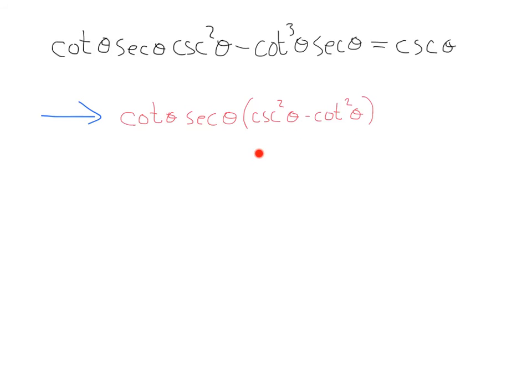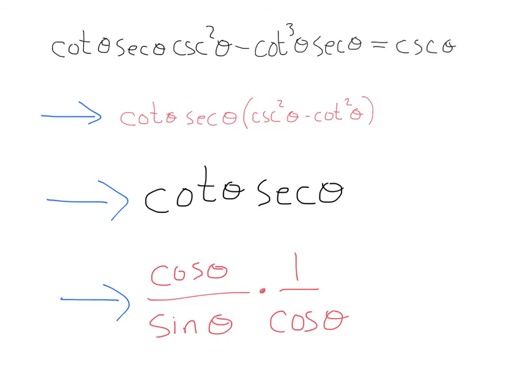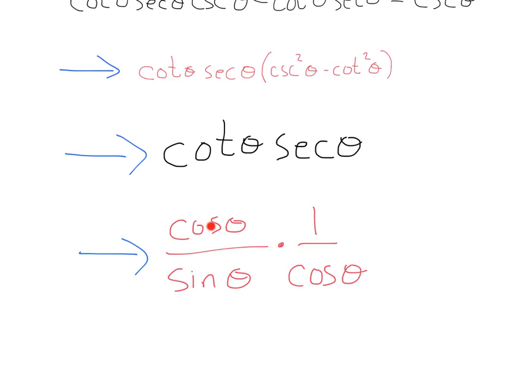From here, it looks like I'm getting somewhere. This cosecant squared theta minus cotangent squared theta is actually one of the Pythagoreans, and it simplifies to 1, leaving me with just cotangent theta, secant theta, because times 1 would just be this. Somehow that needs to get to cosecant theta, so what's often best in these scenarios is to change everything to sine and cosine and see what we're left with. Cotangent theta changes to cosine over sine using our quotient, and secant changes to 1 over cosine using our reciprocal.